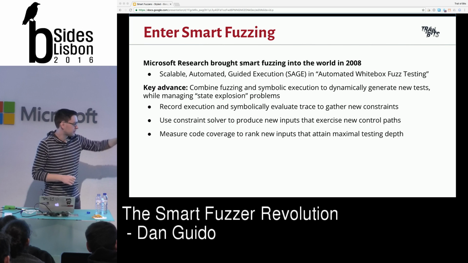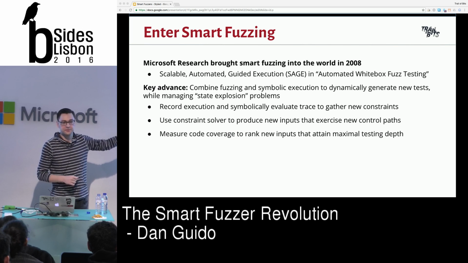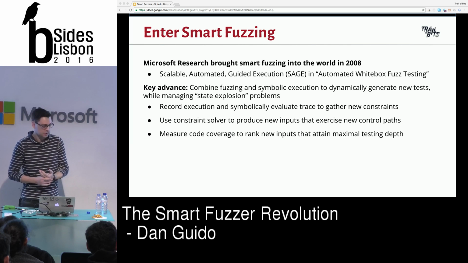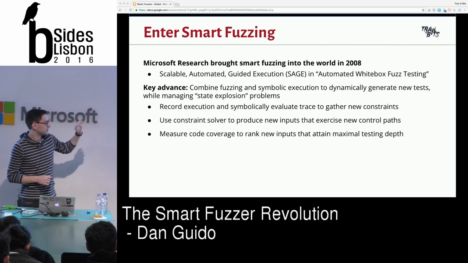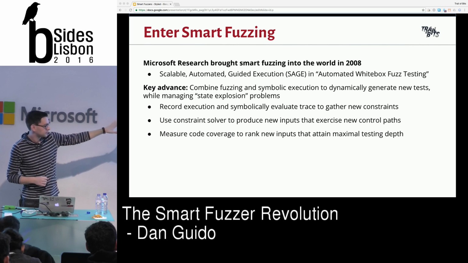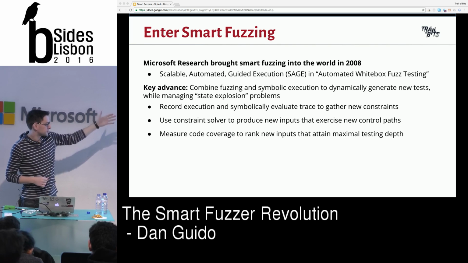And it was published in a paper named Automated Whitebox Fuzz Testing. It's really one of the seminal works in this field. It's a fairly accessible paper if you want to go read it. I really appreciate them stating what they did so clearly. The key advance here is that they combined fuzzing with symbolic execution to dynamically generate new tests while managing the state explosion problem.